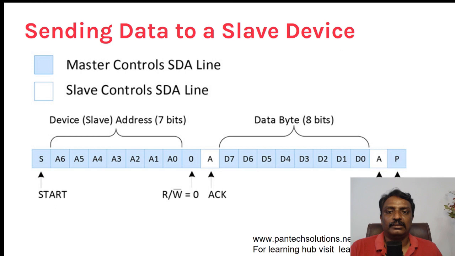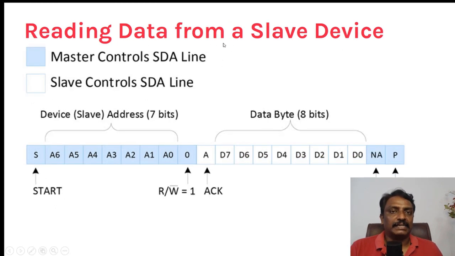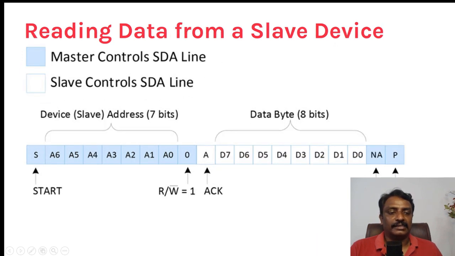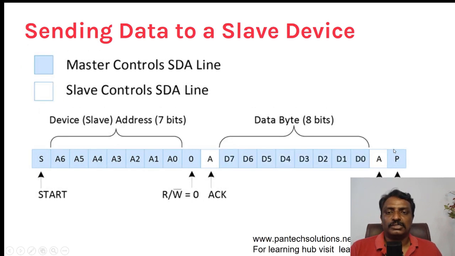That is sending data to a slave device. For reading data from a slave device, the master sends the address and gets the acknowledgement, and the slave will write the data. The slave controls the data bits now, and the acknowledgement will be done by the master, that is NACK. Before that it is ACK, and finally the NACK is controlled by the master, and it gives a stop signal. So this is how it works.